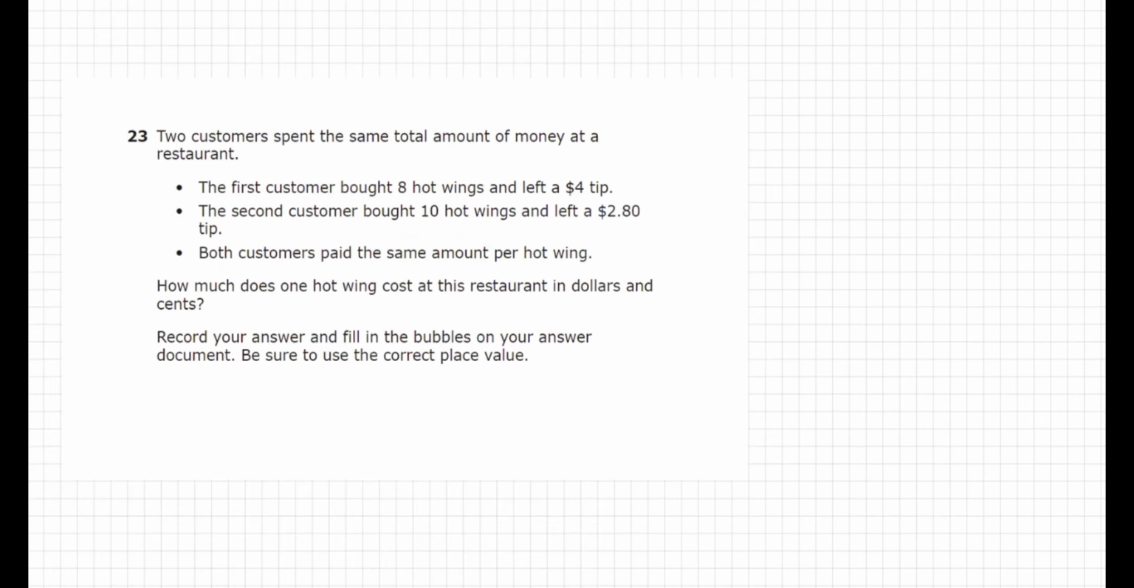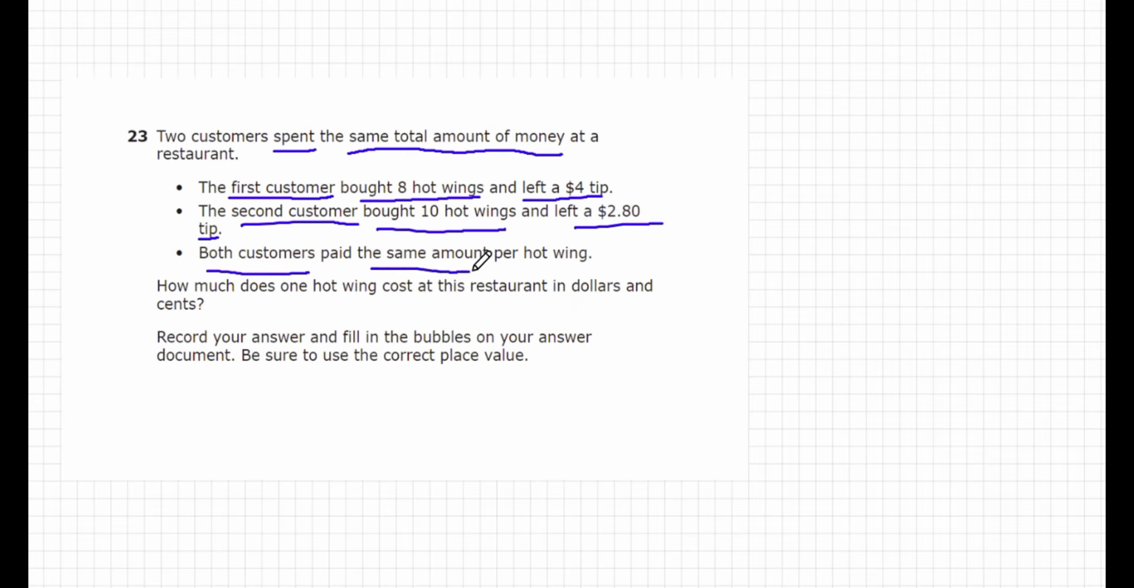Question number 23. Two customers spent the same total amount of money at a restaurant. The first customer bought 8 hot wings and left a $4 tip. The second customer bought 10 hot wings and left a $2.80 tip. Both customers paid the same amount per hot wing.